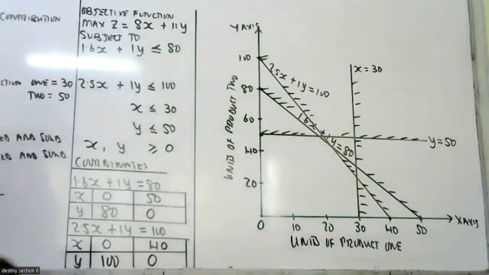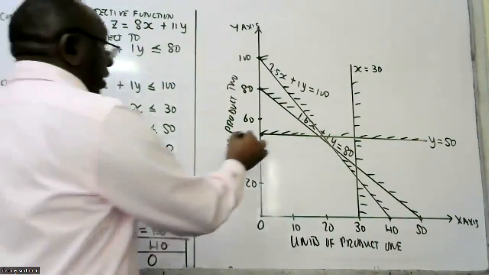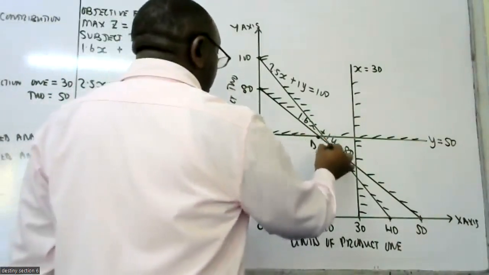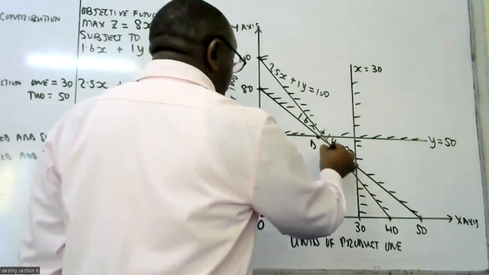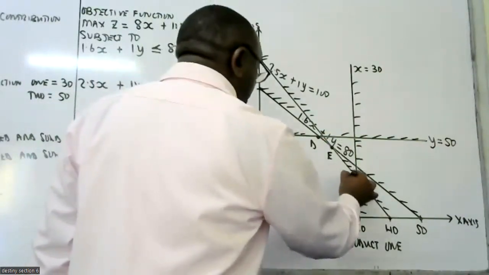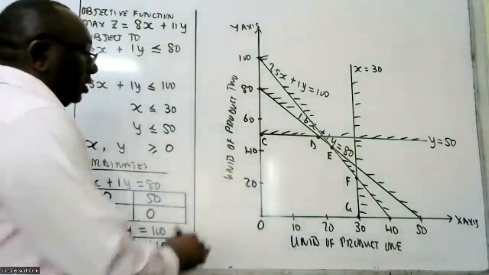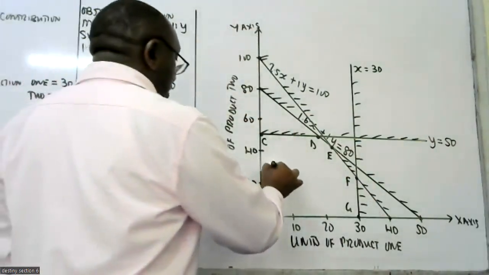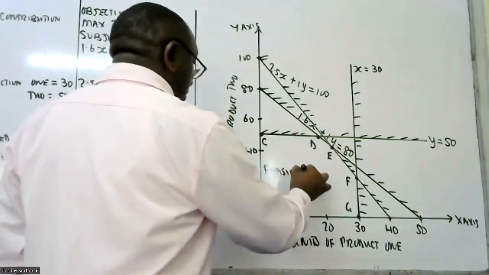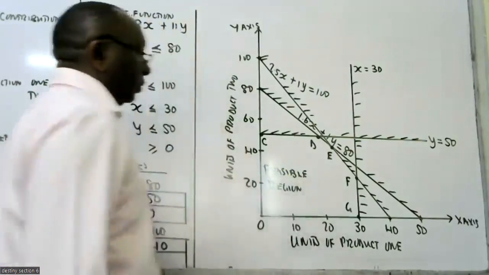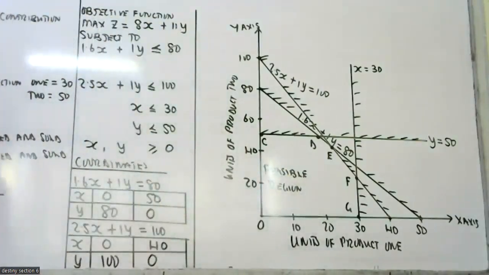When you are recording, you don't use initials that are already in use. So we already have AB being used here. This one I can call corner C, this one corner D, this one corner E, this one corner F, and this one corner G. So that this is my feasible region. That's my feasible region.